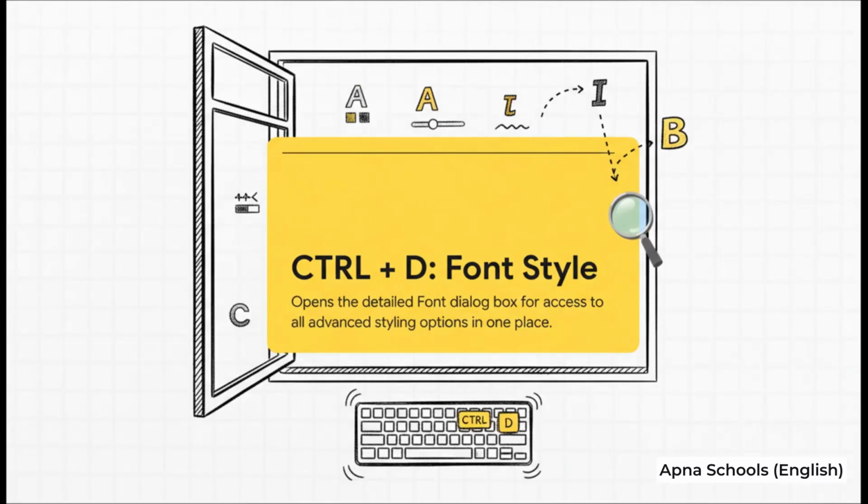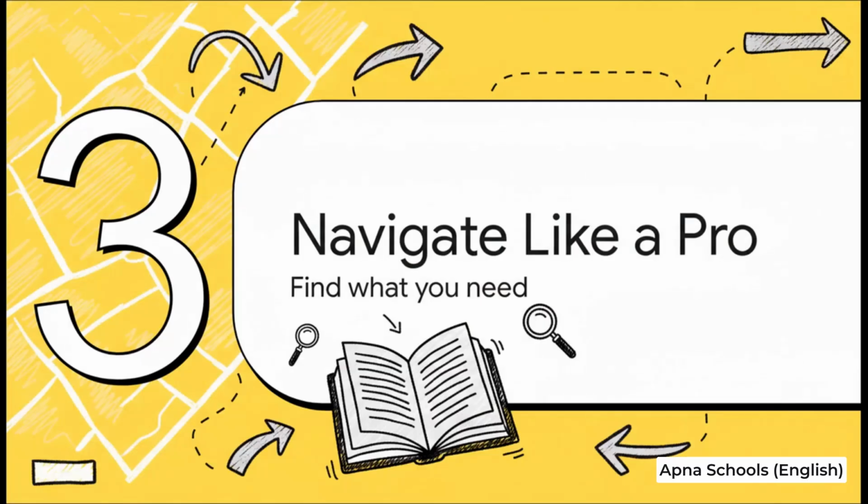But what if you need more control? You want to get fancy. Well, that's where CTRL+D comes in. This shortcut pops open the entire font menu, giving you access to all the different typefaces, sizes, colors, effects, everything, all in one window. It's your command center for advanced styling. Editing and formatting are awesome, but they don't help much if you're lost in some 100-page document. So this next set of commands is all about navigating your work with some serious speed and precision.